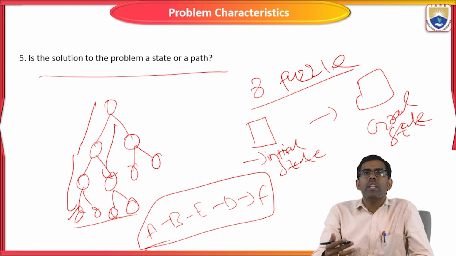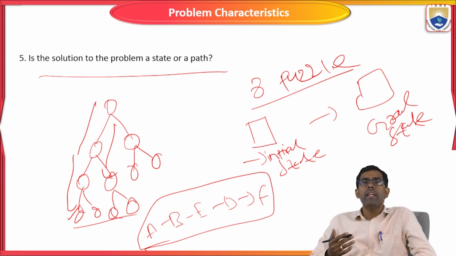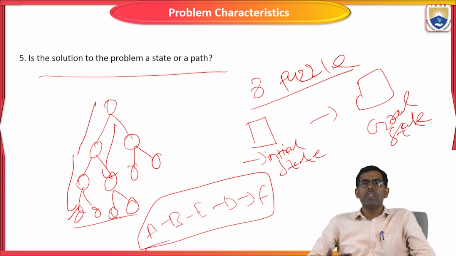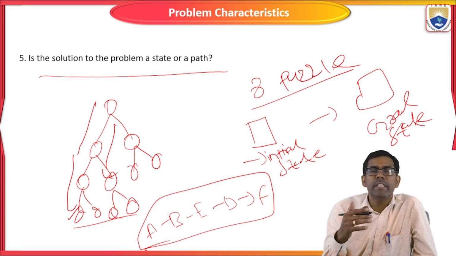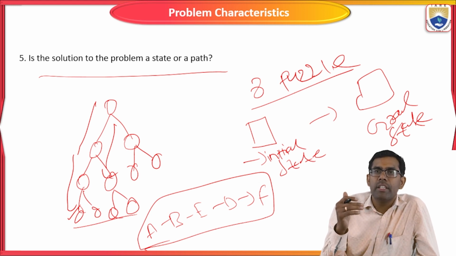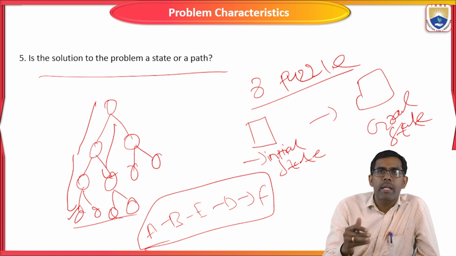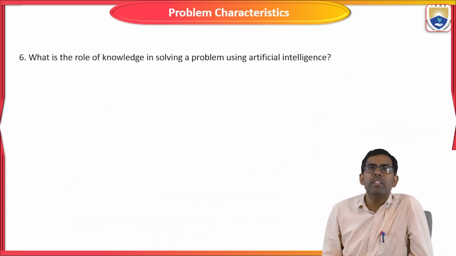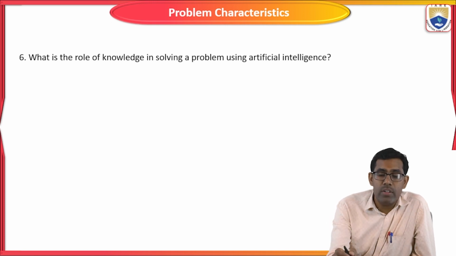So this is what the artificial intelligence machines are going to follow to solve a particular problem using the searching process. Is this a solution to the problem, a state or a path? The artificial intelligence machine should realize whether it is a state of the problem or some path of the problem. Okay, so the next one is: what is the role of knowledge in solving a problem using artificial intelligence?